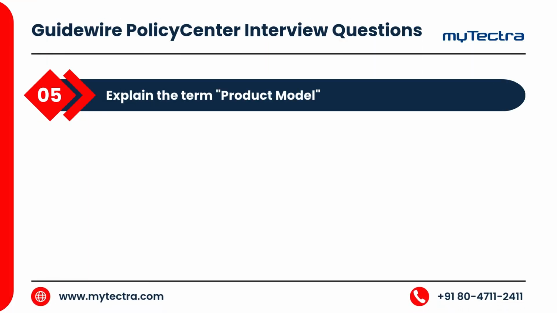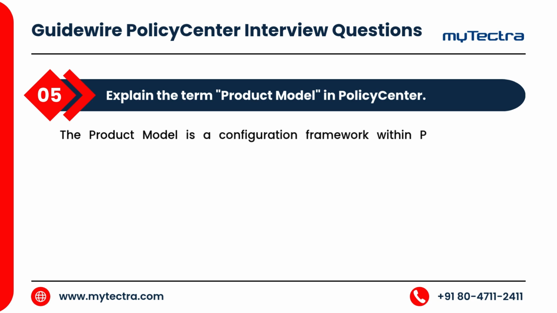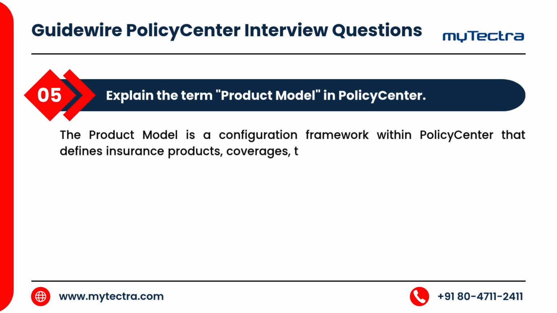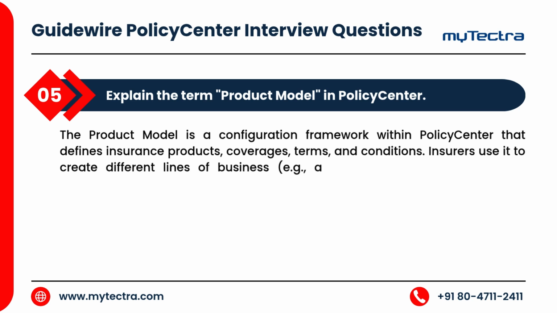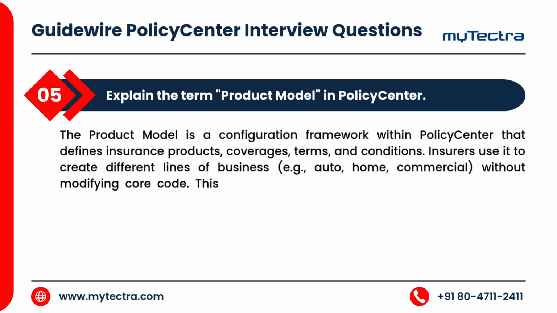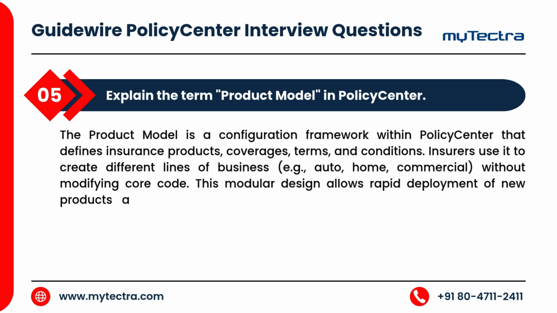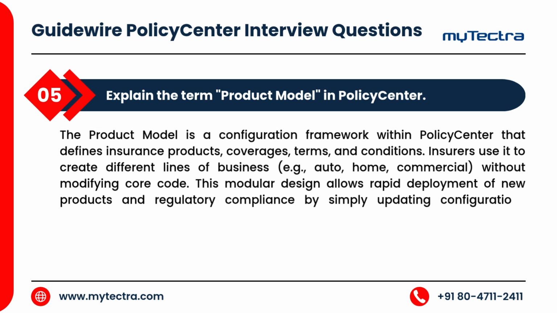Explain the term product model in PolicyCenter. The product model is a configuration framework within PolicyCenter that defines insurance products, coverages, terms, and conditions. Insurers use it to create different lines of business, for example, auto, home, or commercial, without modifying core code. This modular design allows rapid deployment of new products and regulatory compliance by simply updating configurations instead of rewriting logic.